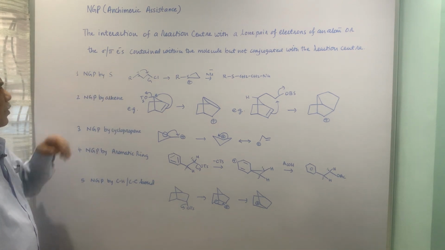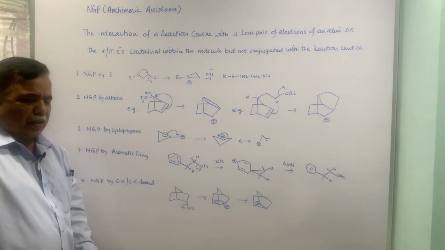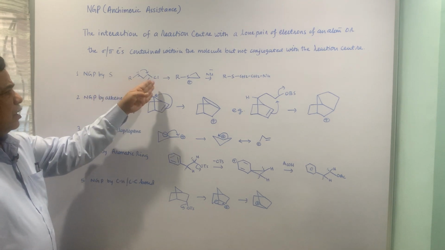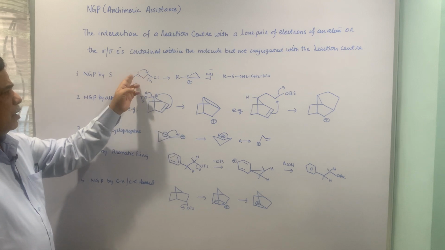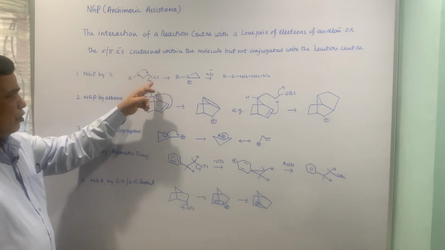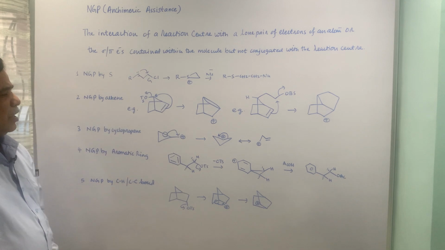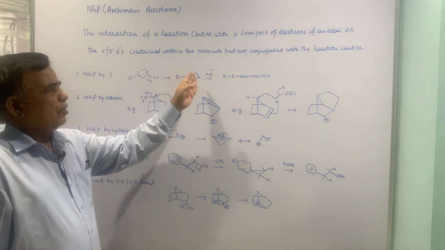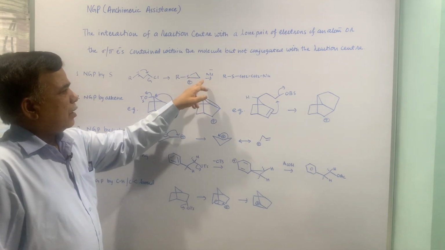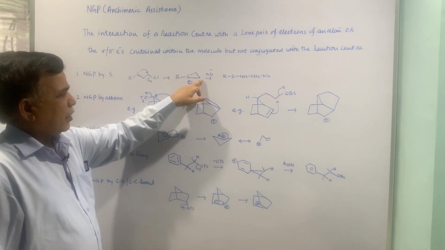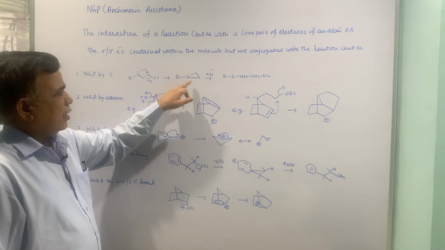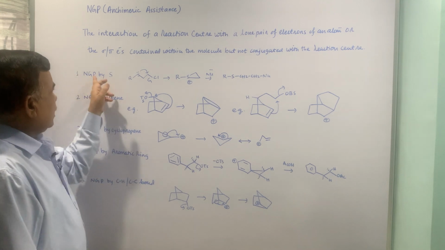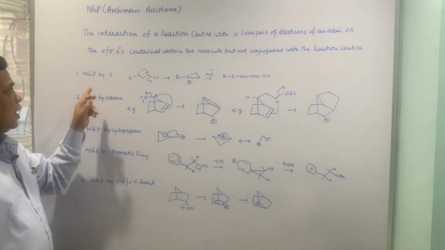Let us look at this first example, neighboring group participation by sulfur. Here this halide, Cl, is going off and the sulfur lone pair participates, and you get this sulfonium ion. Then the added nucleophile can open it up. The nucleophile will attack here, and the electron pair is given back to the sulfur. That is how you get this. So, that is neighboring group participation by sulfur.